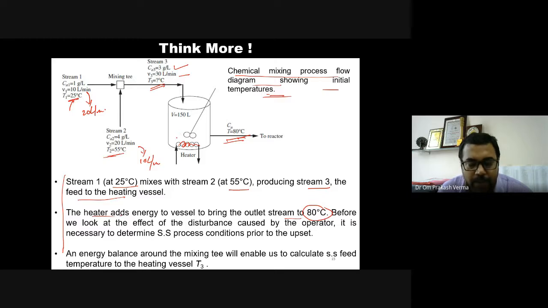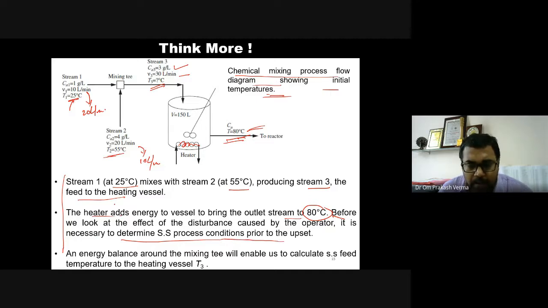Whatever the temperature desired is provided by some heater, if any temperature is less, to maintain the product temperature at 80 degrees Celsius. Okay, so before we look at the effect of the disturbance caused by the operator, it is necessary to determine the steady state process condition prior to upset.